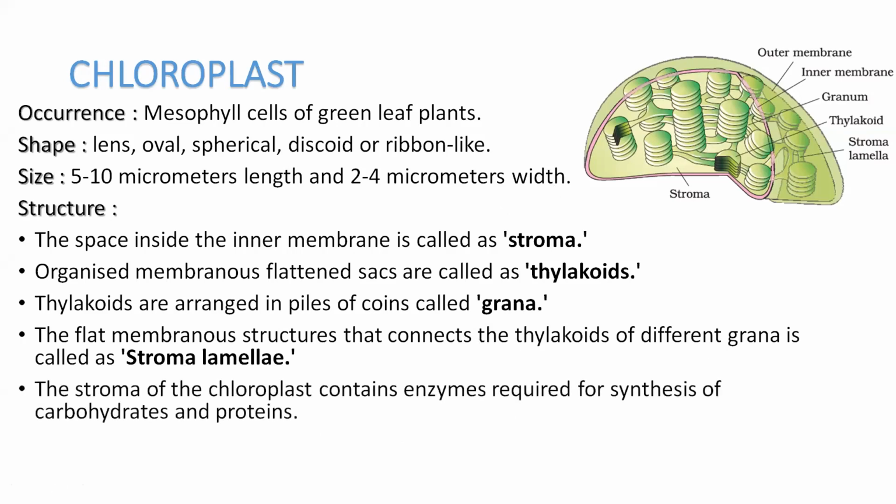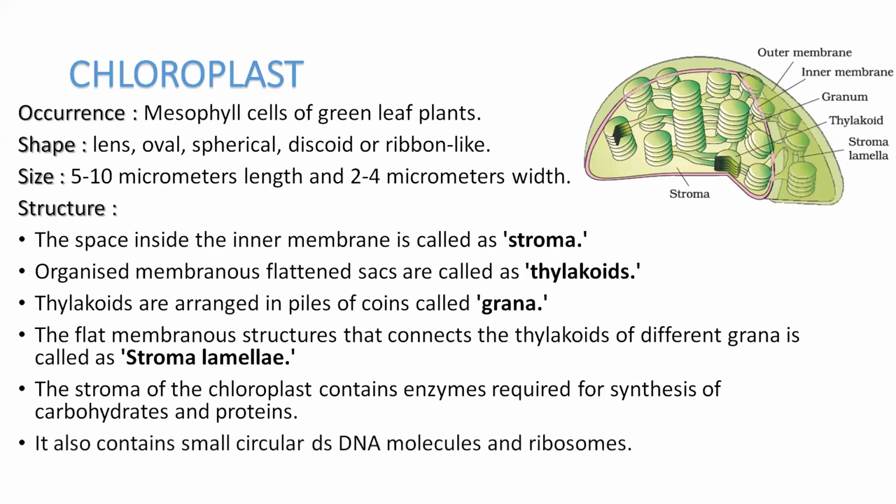The stroma of the chloroplast contains enzymes required for the synthesis of carbohydrates and proteins. What is the major function of the chloroplast? Production of food, so it is also called the kitchen of the cell. Why are we calling it the kitchen of the cell? It prepares food materials. It also contains small DNA and ribosomes, which we did not show in this diagram. So it can also multiply by fission, and this chloroplast is also called a self-duplicating cell organelle.